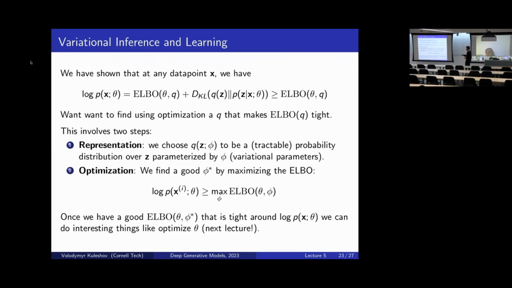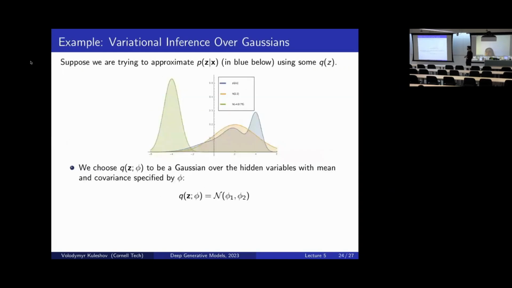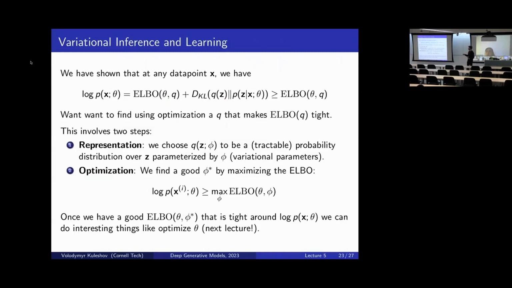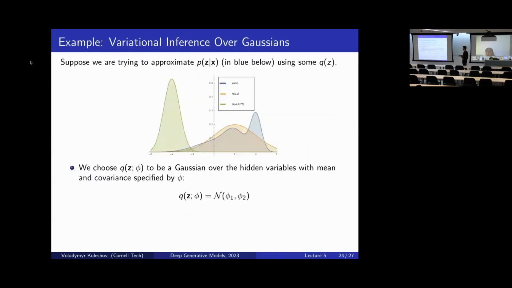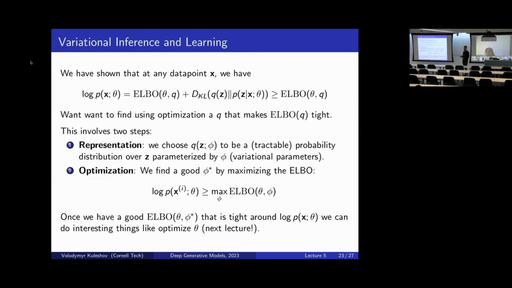And again, once we have a good tight ELBO and we have a good phi star, then we can start optimizing over theta, which is what we're going to do in the next lecture. So that's our strategy. And now I just want to end with two slides which show two examples of what this optimization problem might look like. So what might be an example of this procedure?